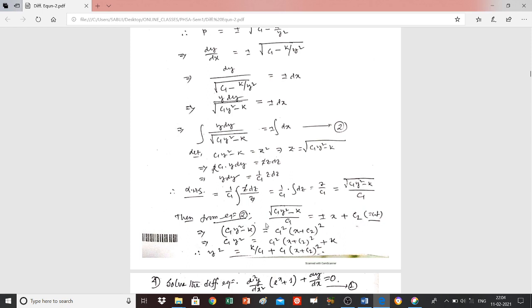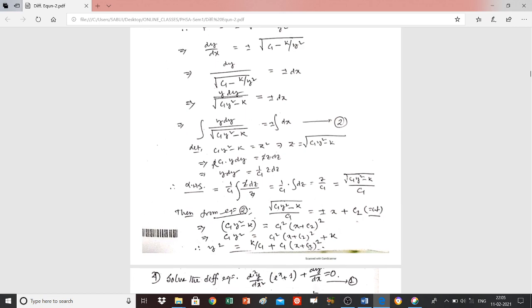So from here you can write c1 y square minus k is equal to c1 into plus minus x plus c2, and then just squaring both sides, c1 y square minus k is c1 square into x plus c2 whole square. So c1 y square is equal to c1 into x plus c2 whole square plus k, or from here y square is equal to k by c1 plus 1 by c1, this term will give you c1 into x plus c2 whole square. So this is the required solution.